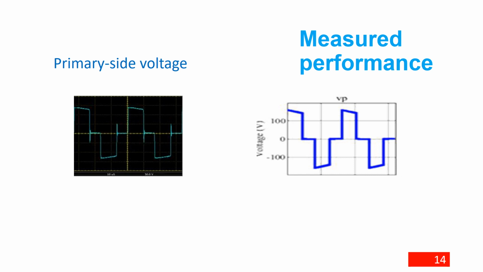Measured performance. The measured primary side voltage is shown. Compared to the waveform obtained by simulation, it is almost identical. There is a minor difference in the duty ratio, and this is due to the different AC supply voltage applied practically.